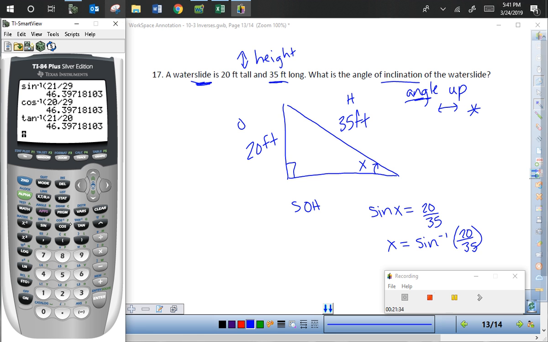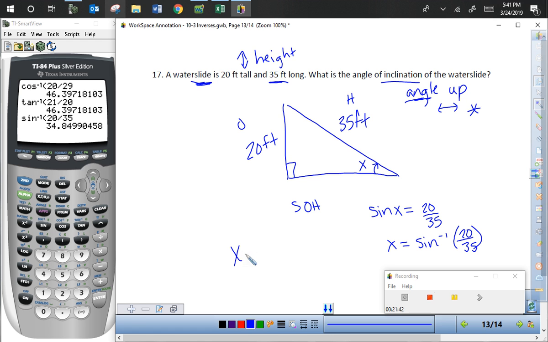So we'll type in the inverse sine of 20 divided by 35. And that gives us an angle of about 34.8 degrees, which seems reasonable for a slide. Okay, usually if it were too high, that would be really scary, or too low wouldn't be very exciting for a water slide. Okay.